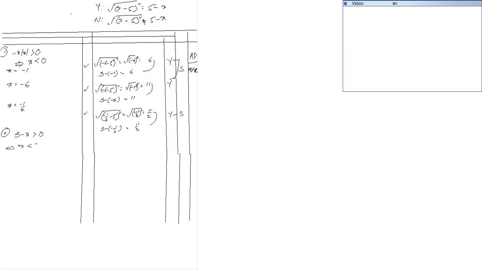Since I've taken negative values above, I'll take one positive value here. Let me take 4. Root of (4 minus 5) the whole square is root of (-1) the whole square, which is equal to 1. On the other side, 5 minus 4 is equal to 1. So I get a yes. Now I'll take a 0.